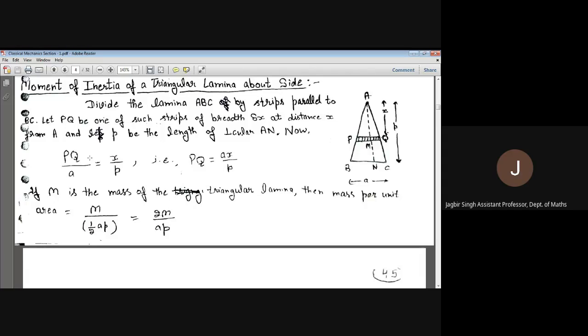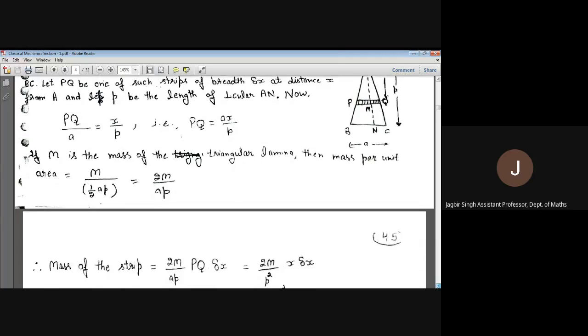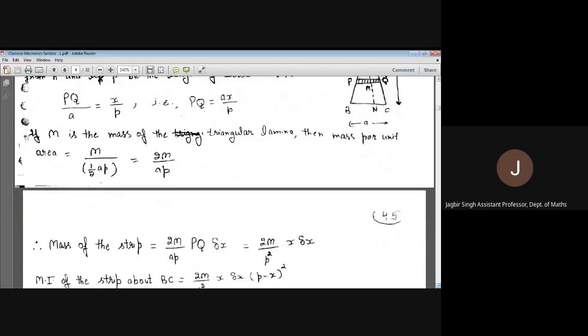From here, PQ is AX by P. Assume its breadth is delta X, and the mass of the lamina is capital M. So mass per unit area will be M by the area of the triangle, that is half AP, where P is the perpendicular length. So it's 2M by AP. This is the mass per unit area. And now the mass of PQ will be the area of PQ, that is 2M by AP into X into PQ. This will be the mass of the strip.